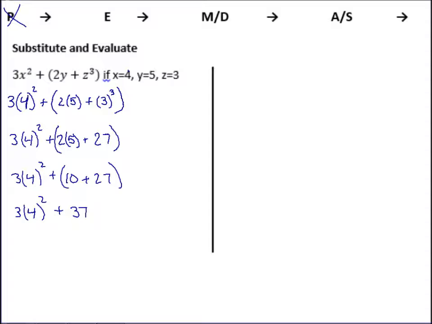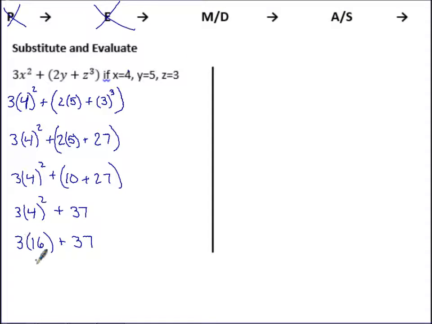Okay, so I followed my rules inside the parentheses first. Now that I've gotten rid of the parentheses, next thing is exponents. So 4 squared would be 16. So I have 3 times 16 plus 37. Exponents are done. Next, multiplication or division.